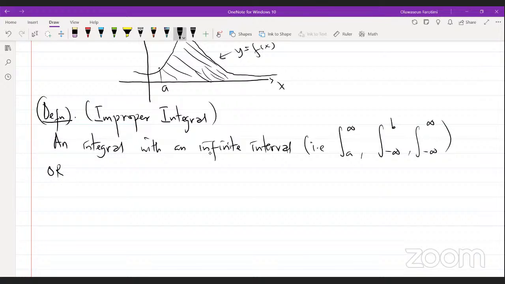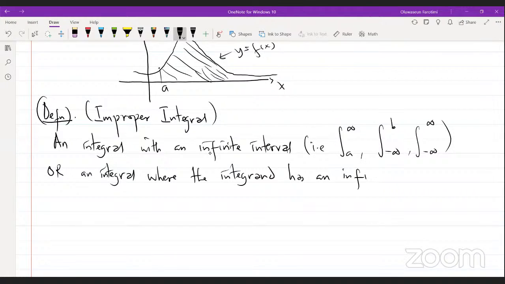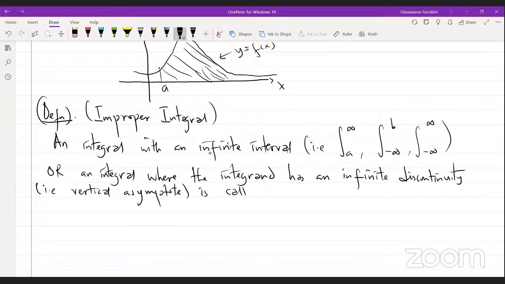Or we can say, or an integral where the integrand has an infinite discontinuity. And what you might mean by this infinite discontinuity, we're talking about vertical asymptotes. This is actually called an improper integral.